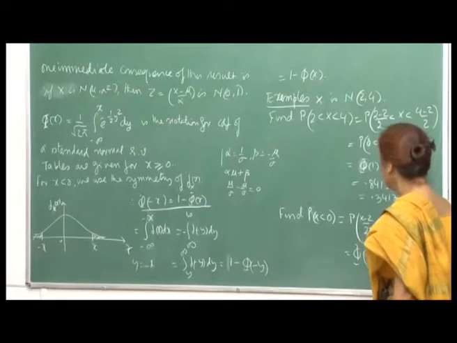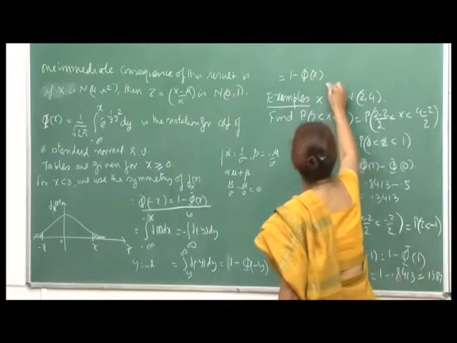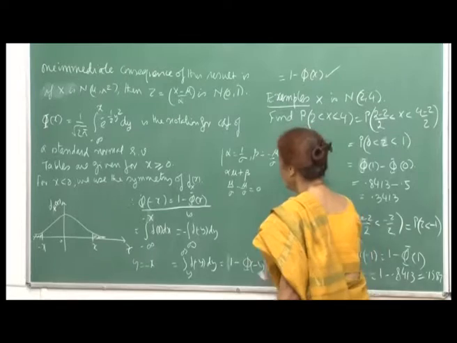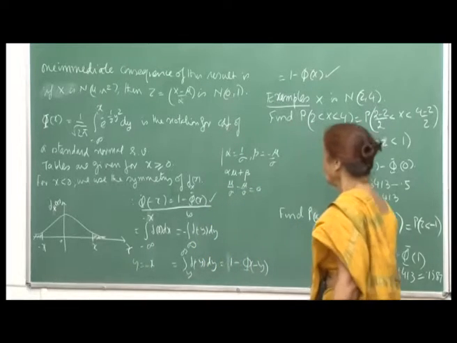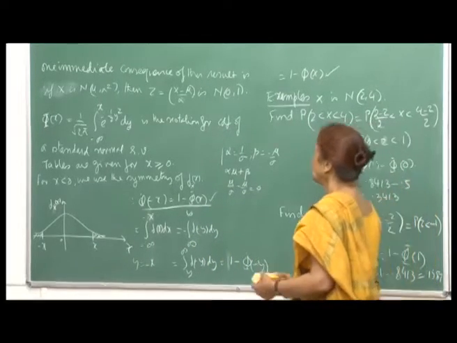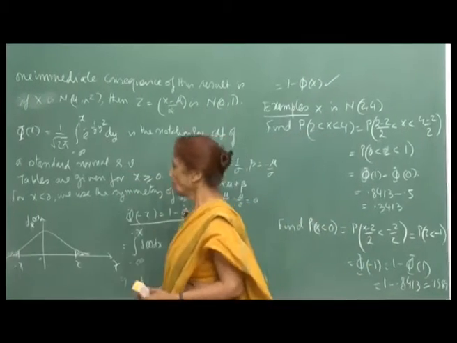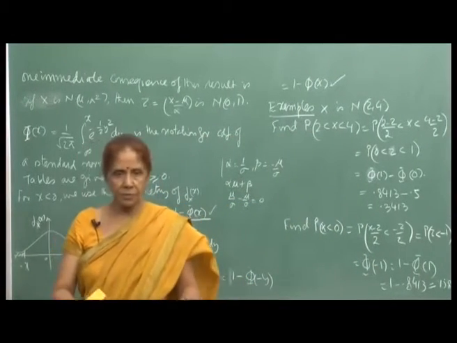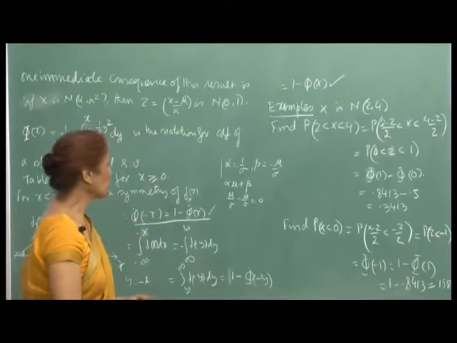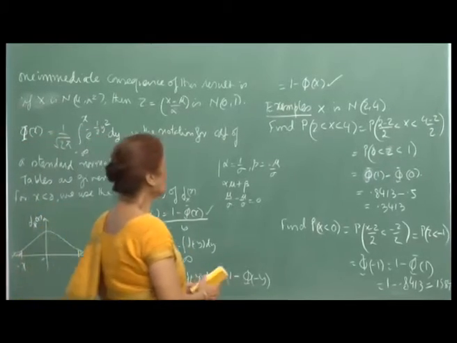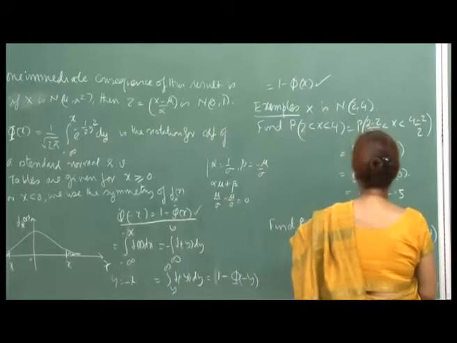So, therefore, I have shown you that this is 1 minus phi x. So, this formula has been verified. Now you can get values of the cumulative distribution function for both negative and positive x. So, let us look at a few examples.